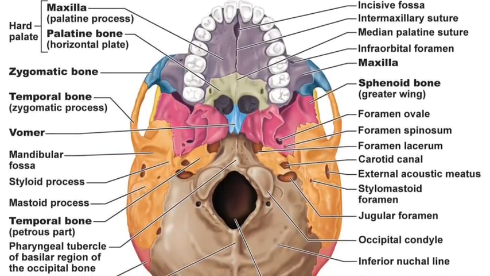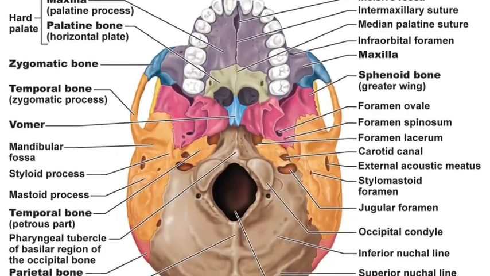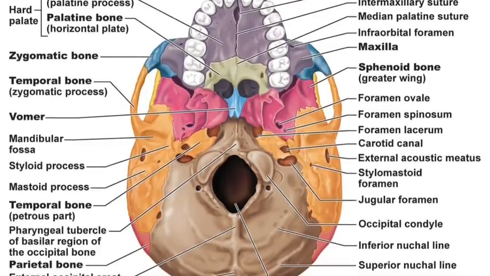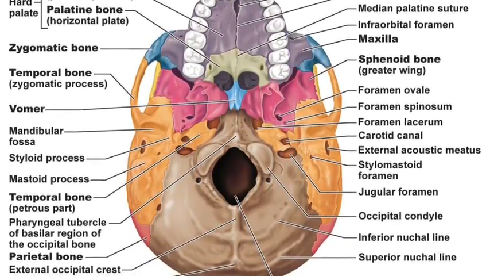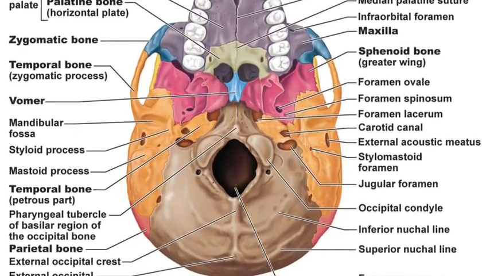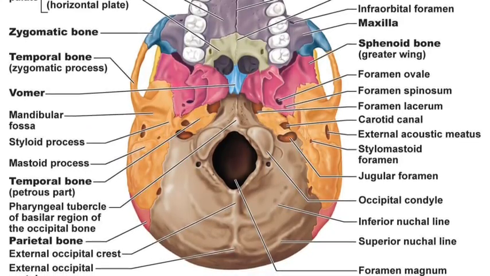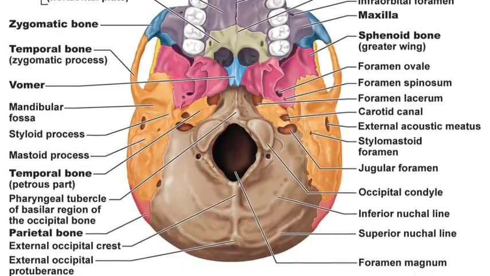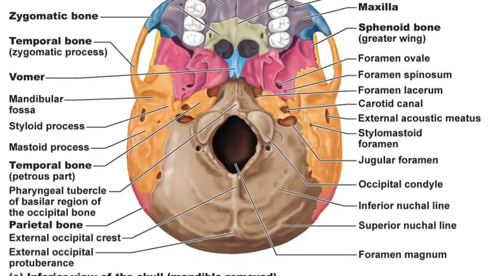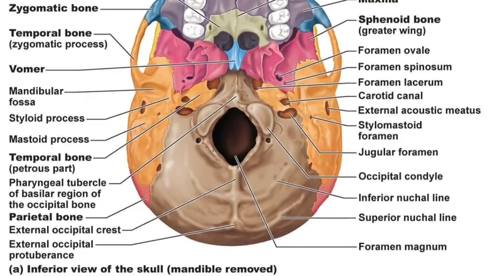This is a diagram of the inferior skull from your textbook, and on this part of the skull there are many bone markings, a lot of foramen, which are holes, and a lot of processes that stick out. So I'm going to review the bone markings of the skull with you using a skull model.